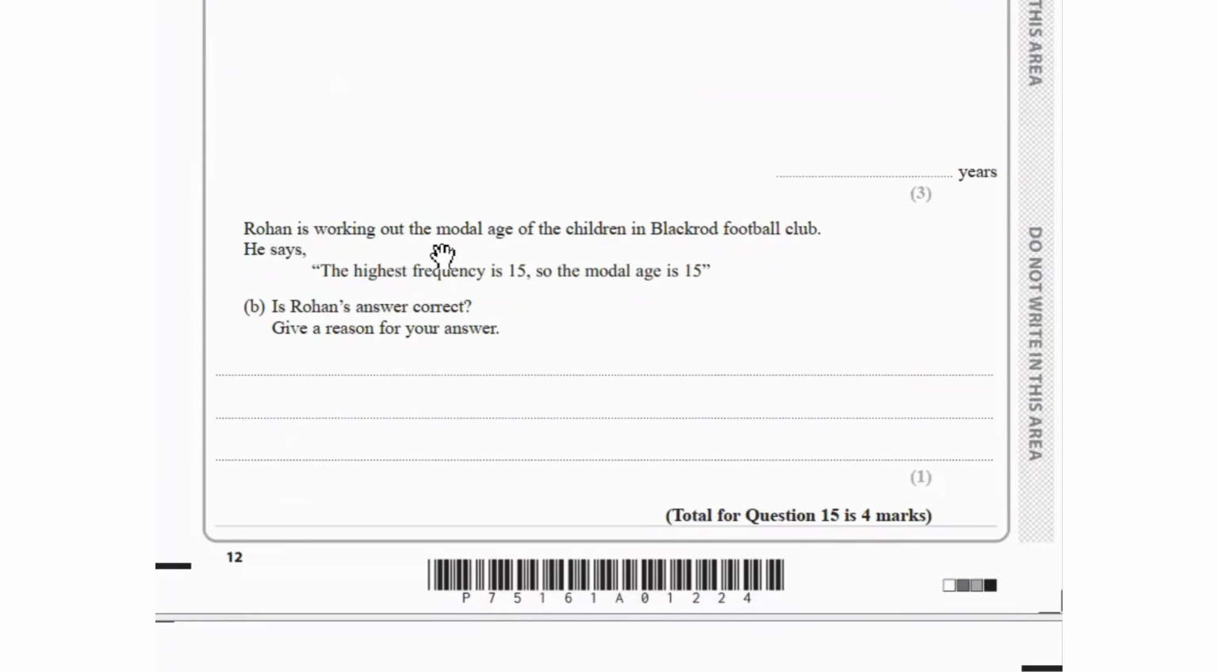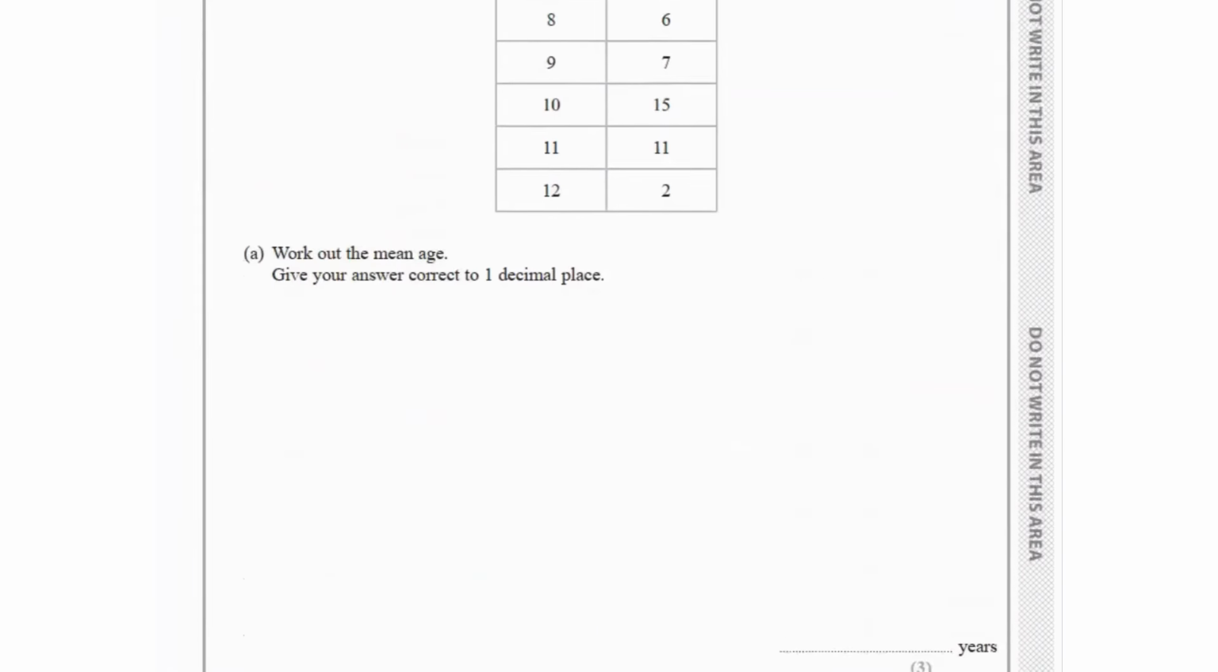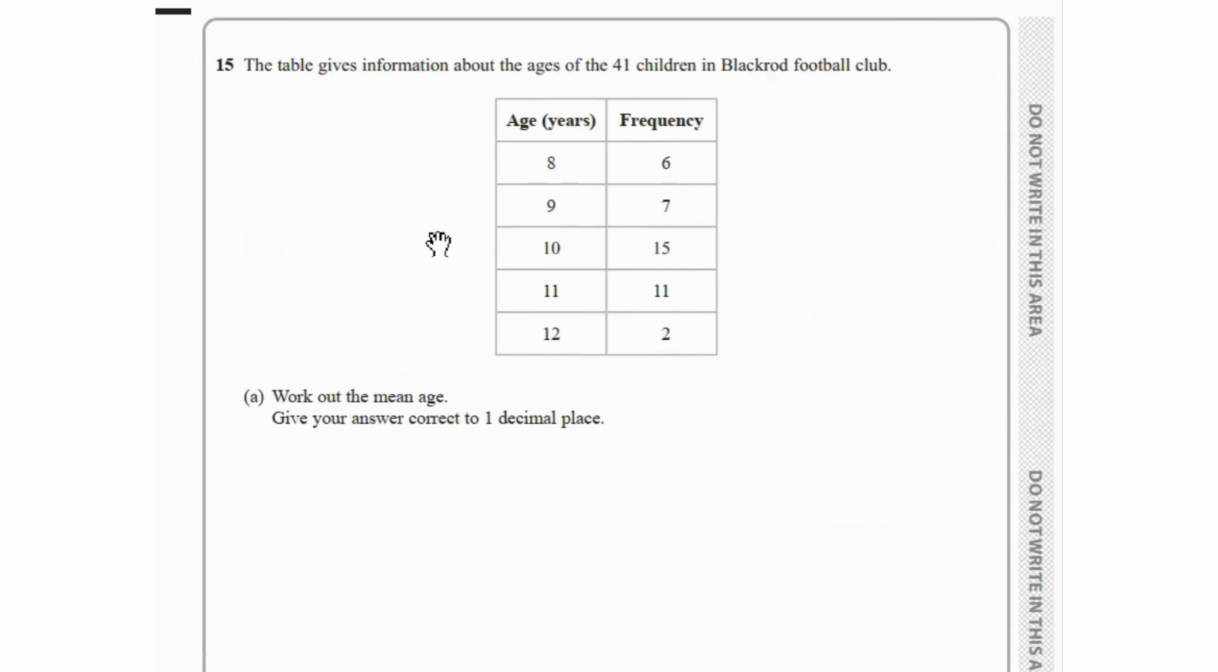Then Rohan is working out the modal age of the children in Blackrod Football Club. He says the highest frequency is 15, so the modal age is 15. Is Rohan's answer correct? Give a reason for your answer. Highest frequency is for the age 10. So the value of the frequency is not the modal age, it's what the corresponding age is. So instead of saying 15, Rohan should have said that the modal age is 10. Because it's not the frequency value that's the mode, it's what it corresponds to.